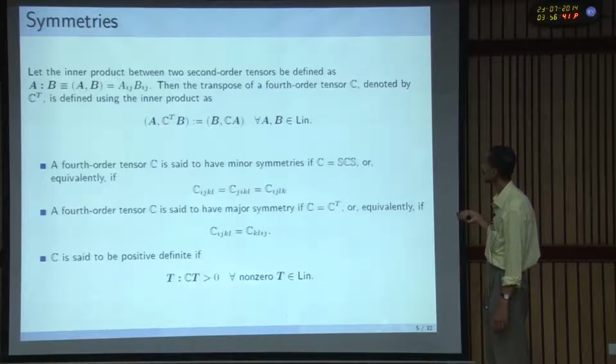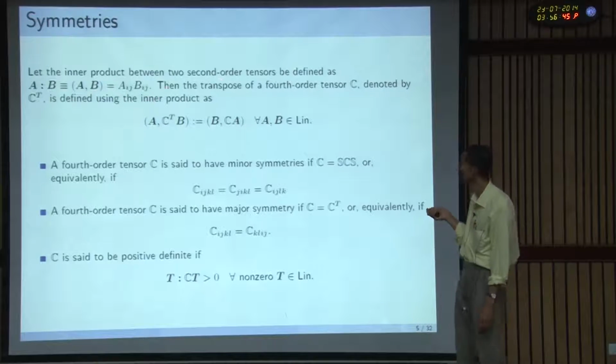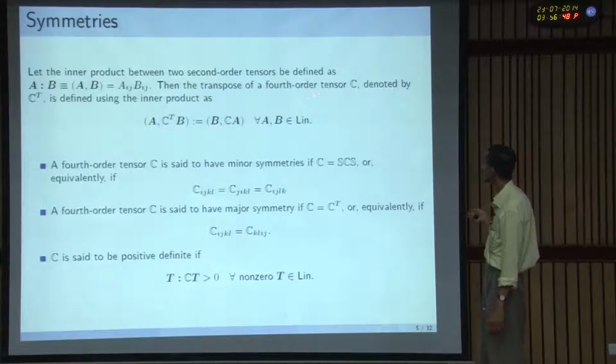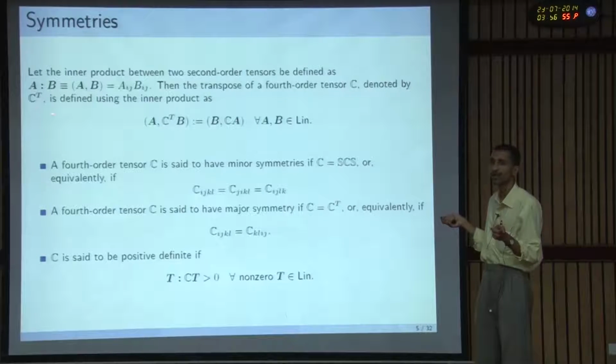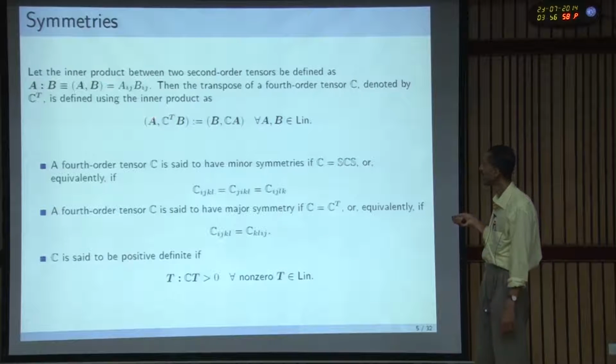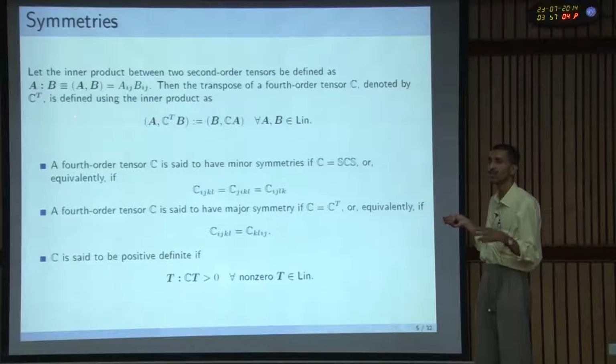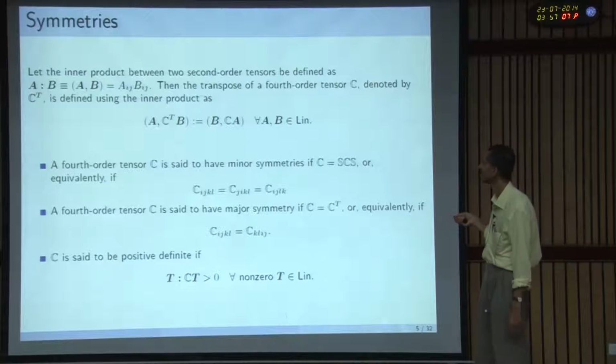This is like the inner product between two second order tensors, which is just Aij Bij. Then the transpose of a fourth order tensor is denoted by C transpose, and that is defined exactly like the transpose of a second order tensor. For a second order tensor, you would have a vector here and a vector here, and then you would have the transpose of the second order tensor sitting here. Because this is a fourth order tensor, it is a generalization of that concept. Here this is now a second order tensor, this is also a second order tensor, and this is how you define the transpose of a fourth order tensor.